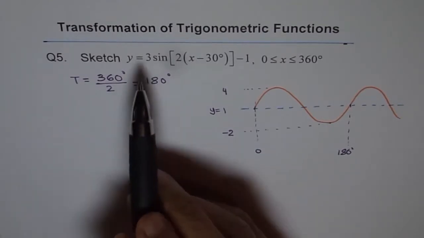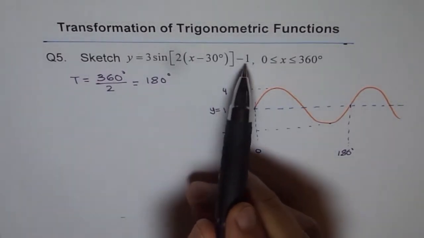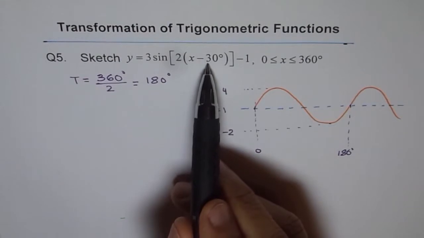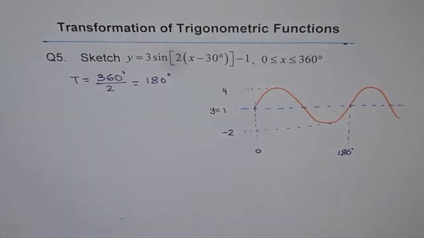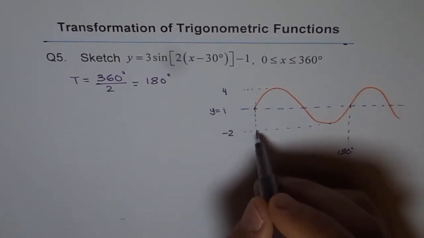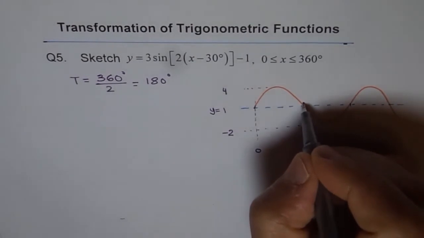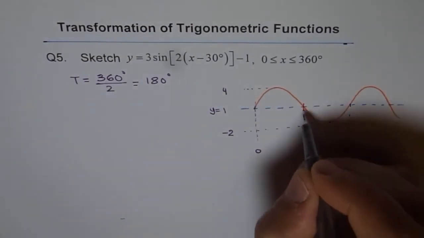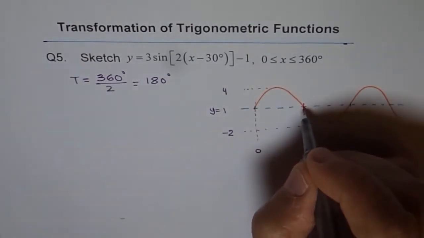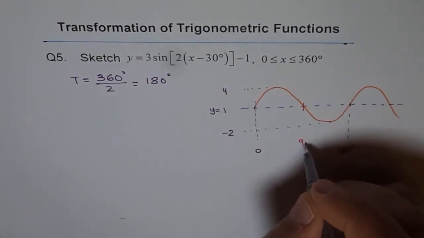So I've done 3 sine 2x and minus 1, and I'm left with this minus 30, which is the phase shift. Minus 30 indicates that I have to move my wave 30 units to the right. Now see my calculations. If this is 0 to 180, that means this part is 90. So on my x-axis, this is 90, and I'm writing 90 here.